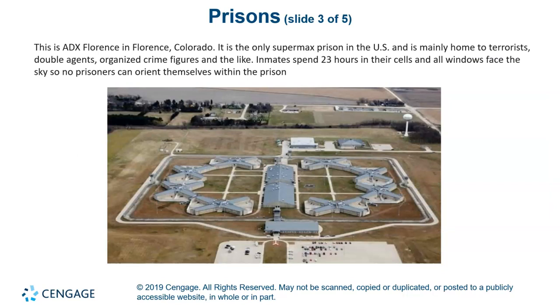And here is the ADX Florence maximum security prison in Florence, Colorado. It's the only supermax prison in the U.S., and it is mainly home to terrorists, double agents, organized crime figures, etc. Inmates in this prison spend 23 hours in their cells. All windows face the sky, so no prisoners can orient themselves within the prison. So, kind of an interesting thing, right?